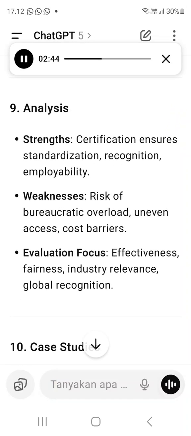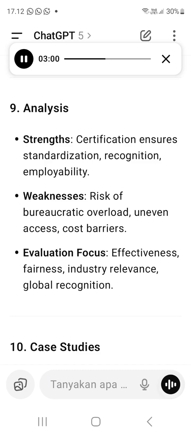9. Analysis. Strengths. Certification ensures standardization, recognition, employability. Weaknesses. Risk of bureaucratic overload, uneven access, cost barriers. Evaluation focus: effectiveness, fairness, industry relevance, global recognition.